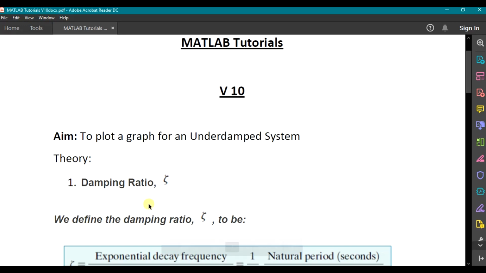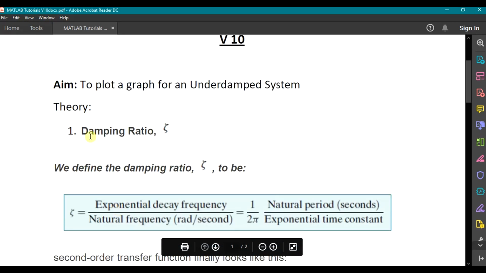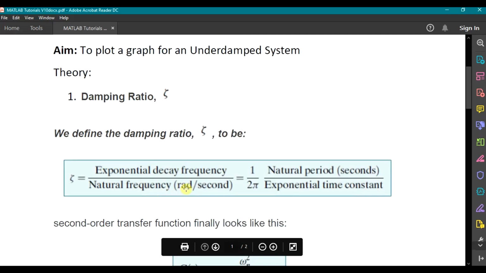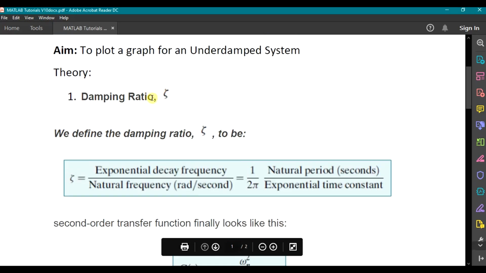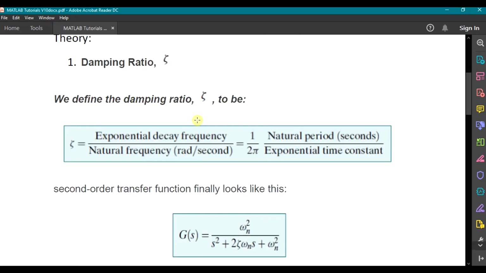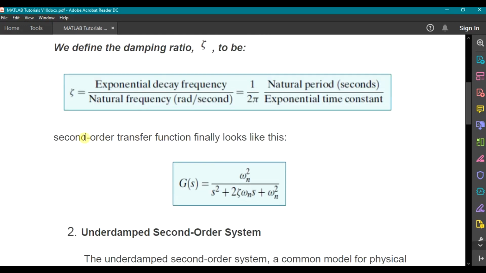Before going to the coding, let's have some theory of underdamped system. So what is the damping ratio? Here it is in the figure. It says that the exponential decay frequency upon the natural frequency, radians per second, equals 1.25. So this is the damping ratio xi. This symbol here, after the comma, is known as xi. Some say zeta, some say xi, but xi is more preferred. And this is the most important equation for the second order function. So keep this equation in your mind.